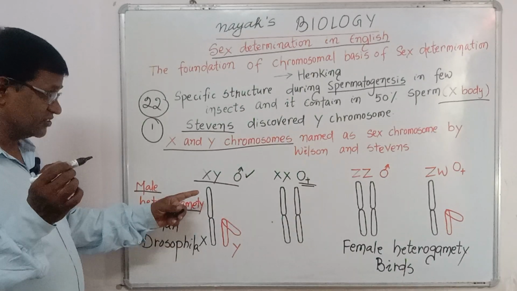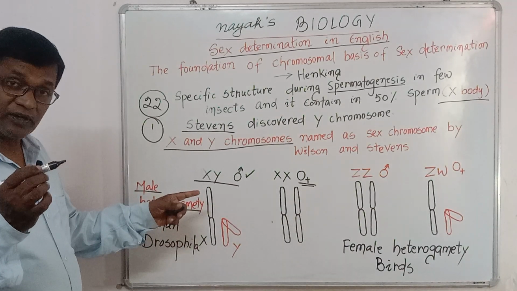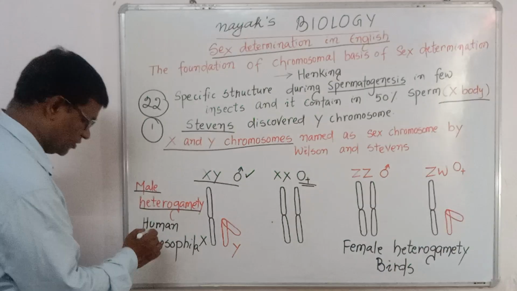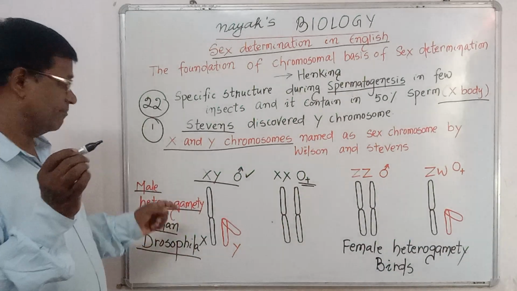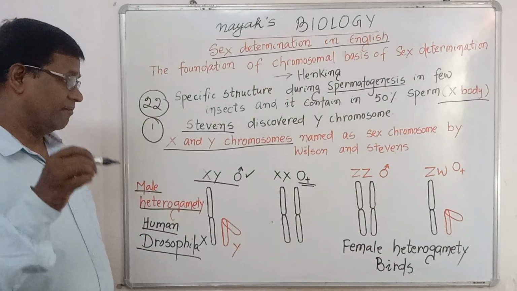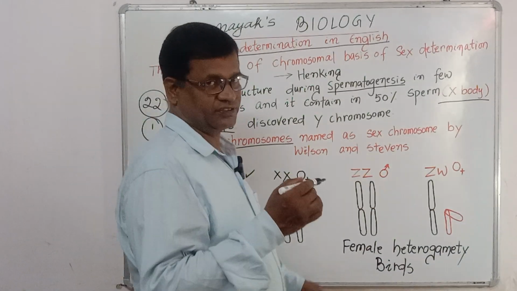And we call it male heterogamety. And where is this condition seen? The male heterogamety condition is seen in humans and Drosophila. In these two we can see male heterogamety.